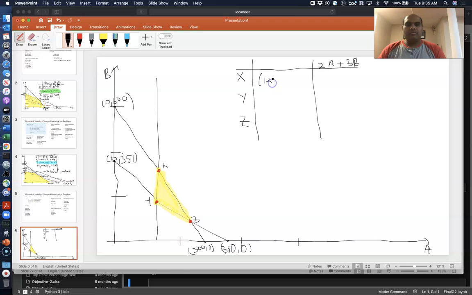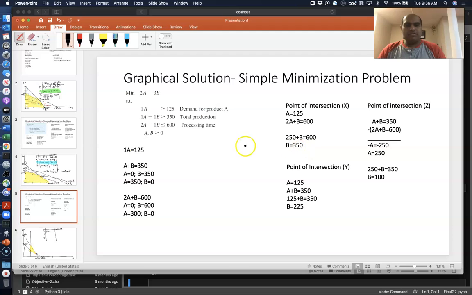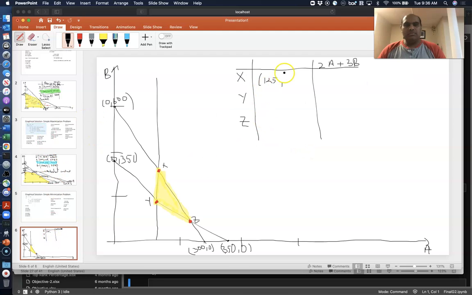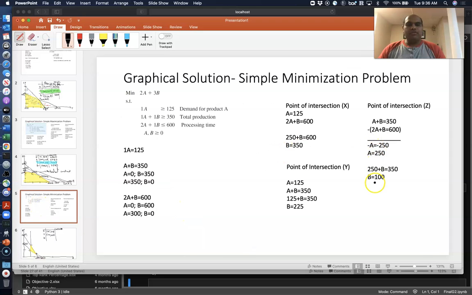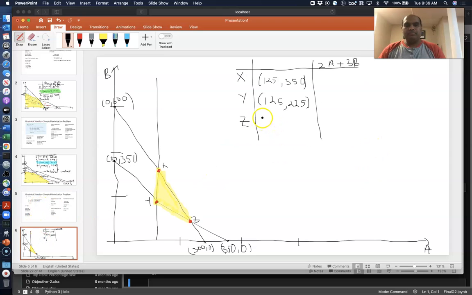So it's 125 comma 350, then 125 comma 225, and then the final one is 250 comma 100. Right?